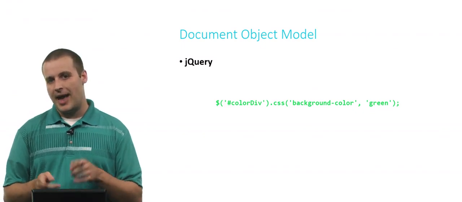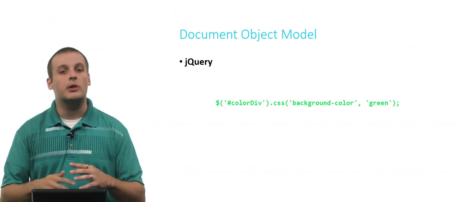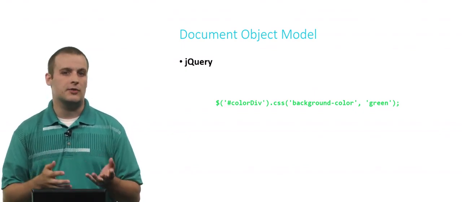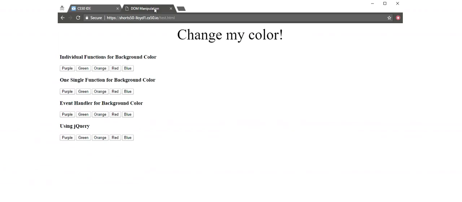What I want to do now is go back into the IDE and show you a couple of examples of how we can actually manipulate the document object using JavaScript and jQuery to change the color of a section of a web page. All right, so here's a very simple web page, and you can download this example when you're reviewing this video, that has a whole bunch of different buttons. As you can see at the top, there's a section that says change my color. We're going to be trying to change the background color of that section of the page.